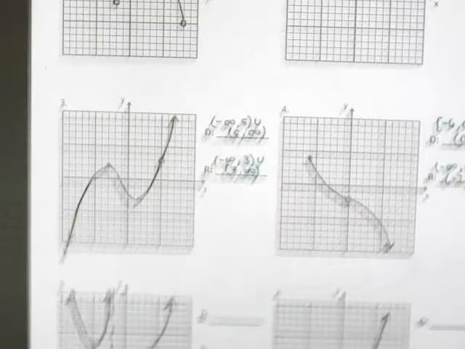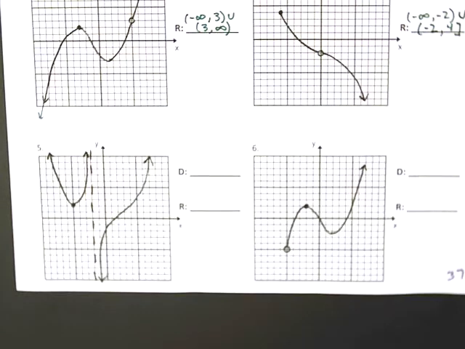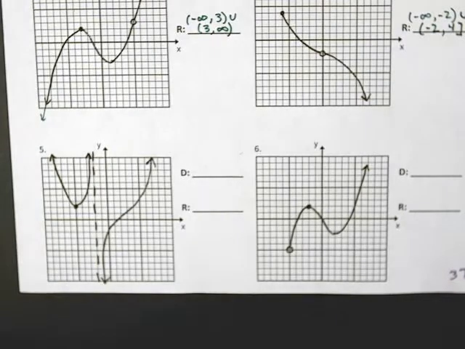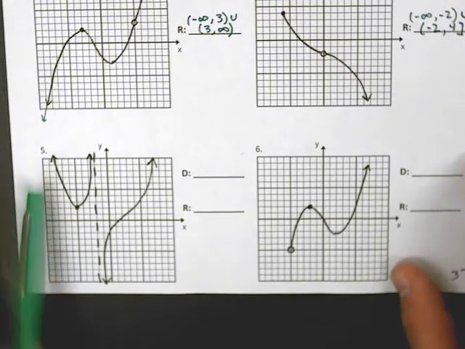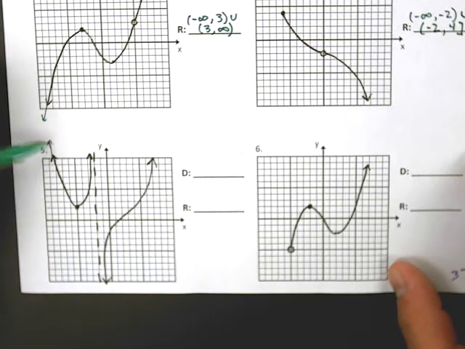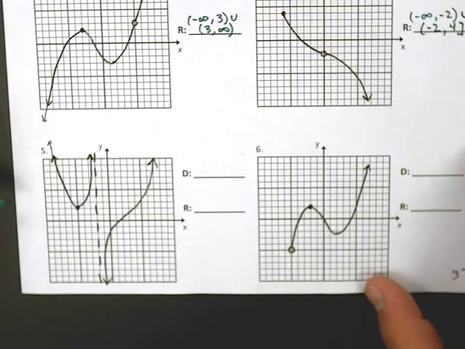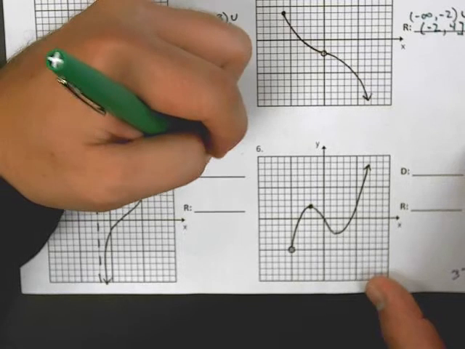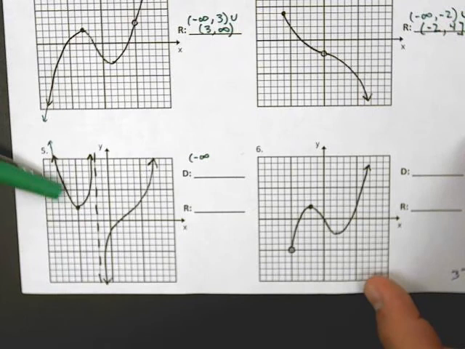Alright, last couple of these practices, and then we'll move on to the next page. Please take a second, copy these graphs down for me. Alright, so for this one, domain-wise, think about this. This arrow is technically going up and what? To the left forever and ever. So we know that our domain, if it's going to the left forever, then we have to start at negative infinity. Now, as we move to the right from negative infinity, we come here, we're good, we're good, we're good.